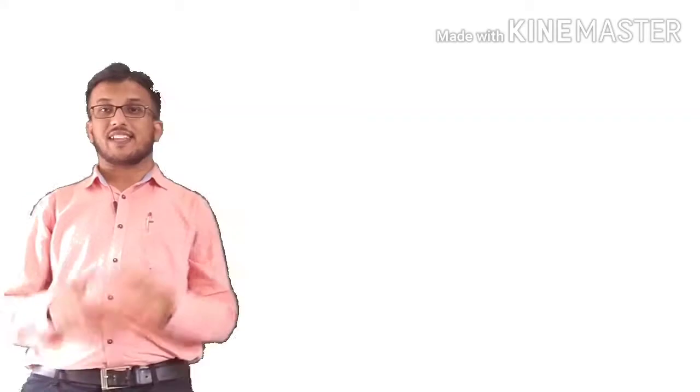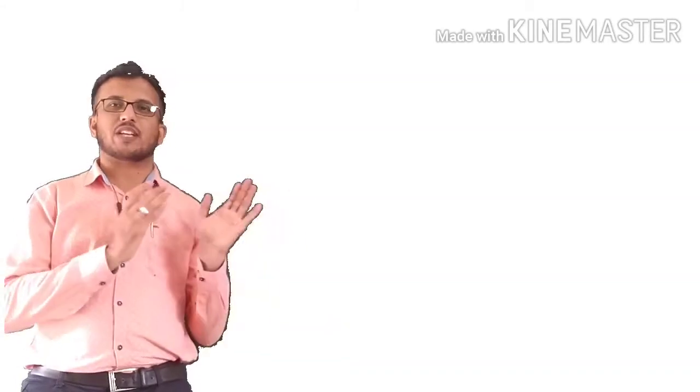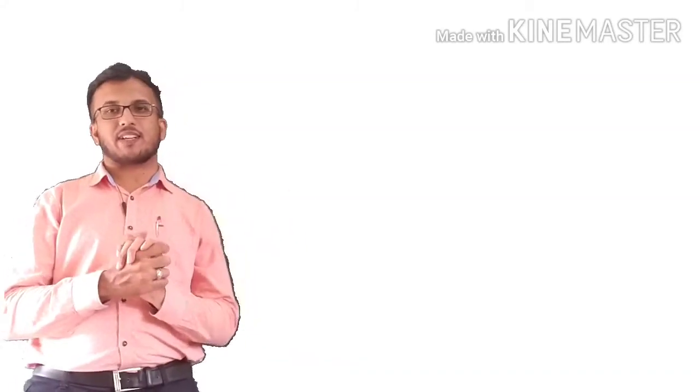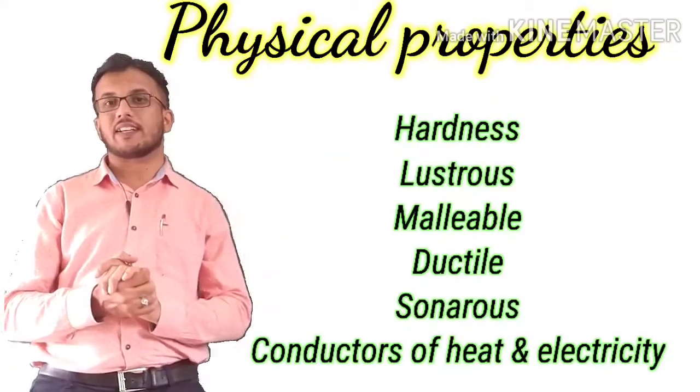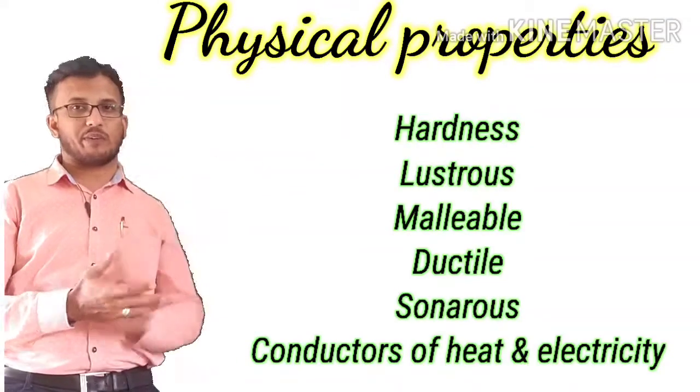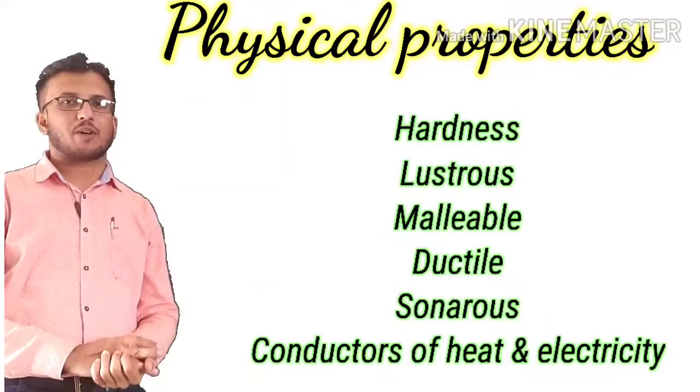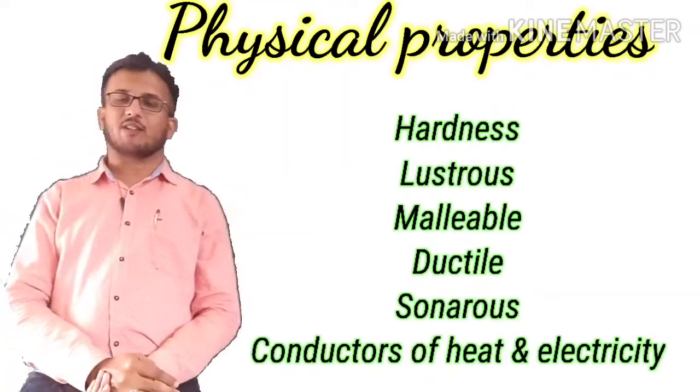The first point we are going to learn about is the physical properties of metals. Yesterday I told you some of the important physical properties of metals. Let us explain today the different types of physical properties. In the last class we saw that metals and non-metals have these physical properties. What physical properties did we learn yesterday? Let us learn them one by one. First, we will go to the hardness of metals and non-metals.